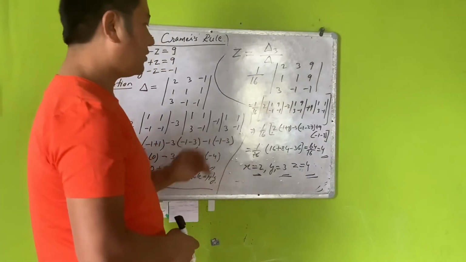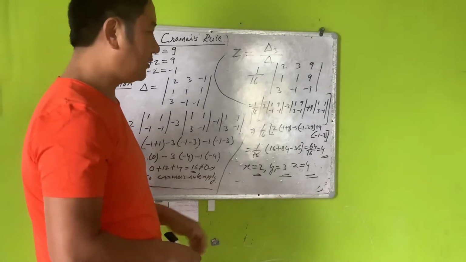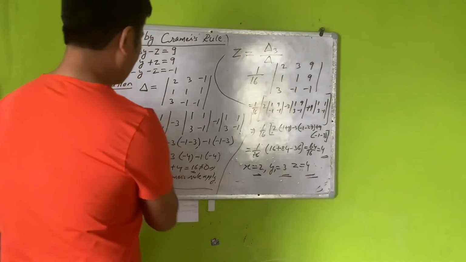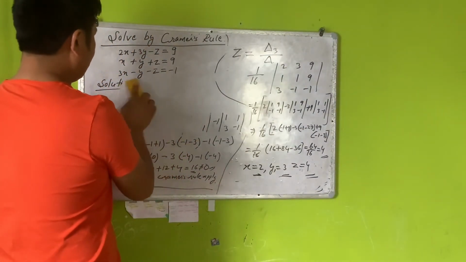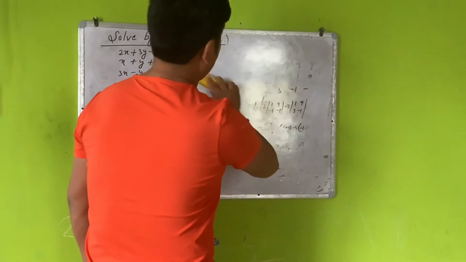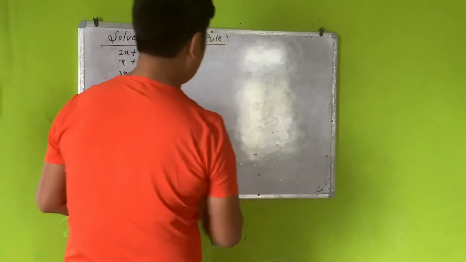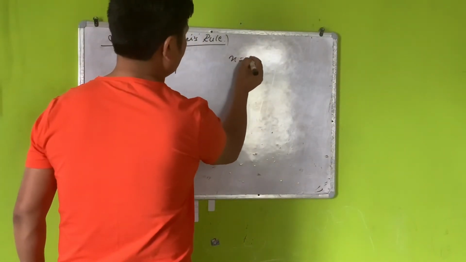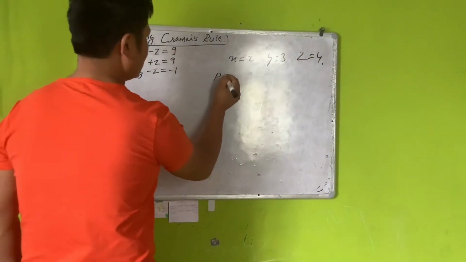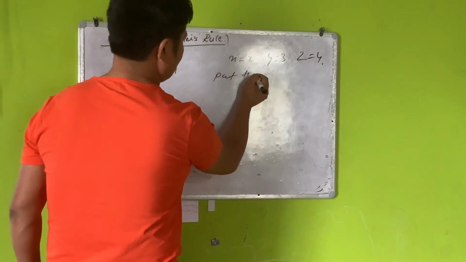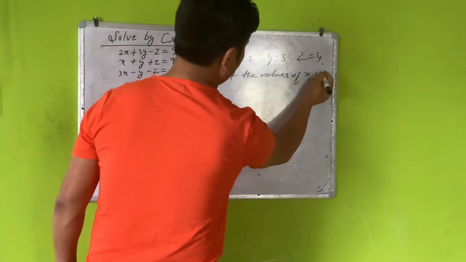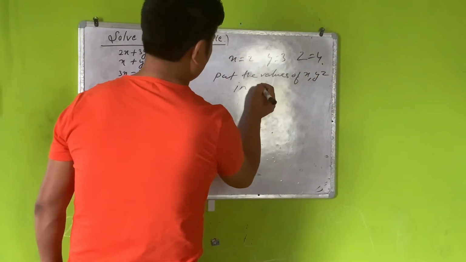And you can also check your answer, whether your answer is correct or not, by putting in any one of the equations. If your LHS and RHS tally, then you can think that your answer is correct. So our value of x is 2, y is 3 and z is 4. So put the values of x, y, z in equation 1.